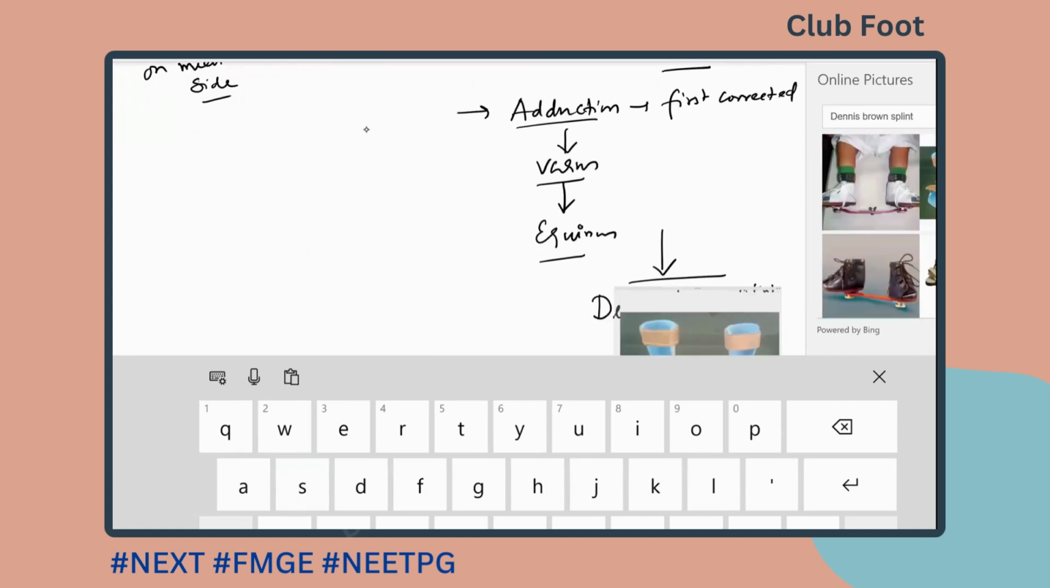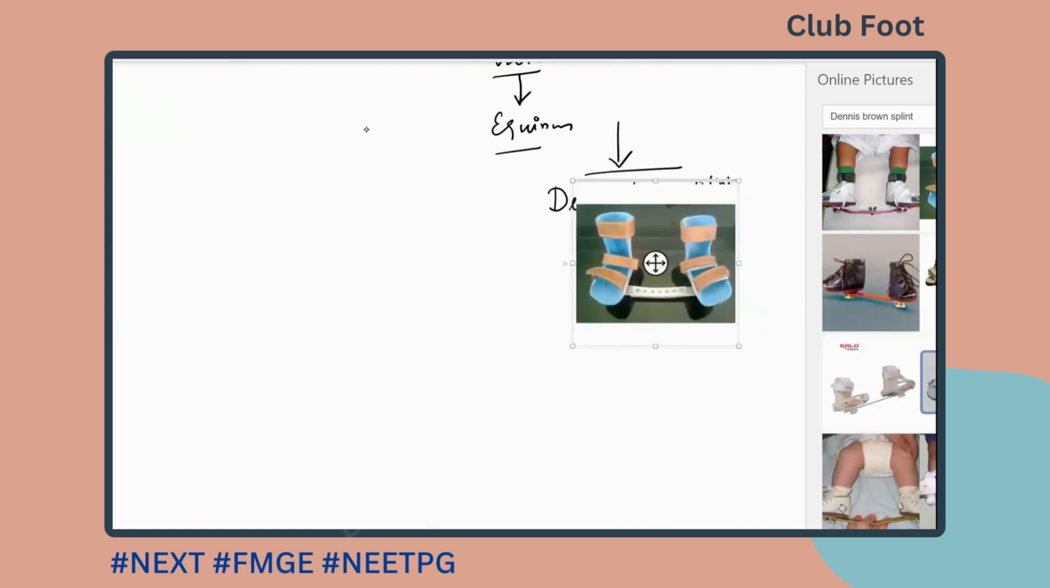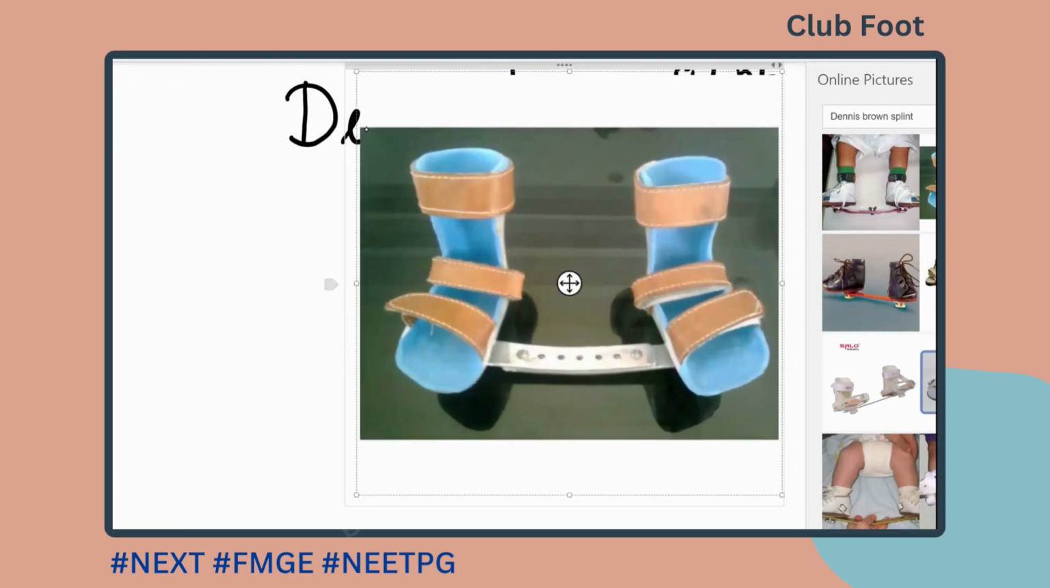So this splint is called as Dennis Brown splint. Okay. So after you correct the child with the splint, this is called as Dennis Brown splint.